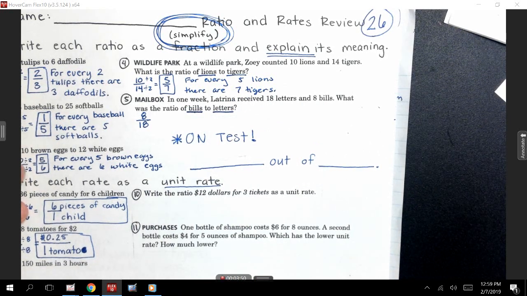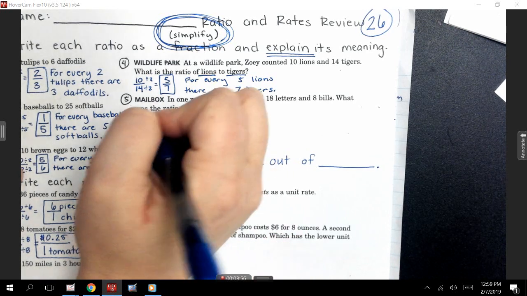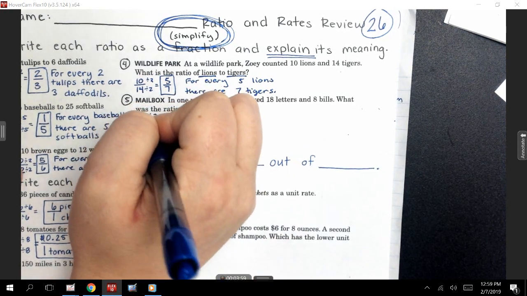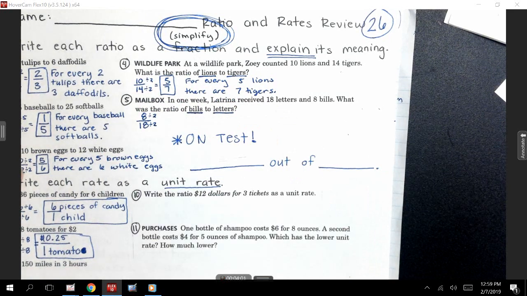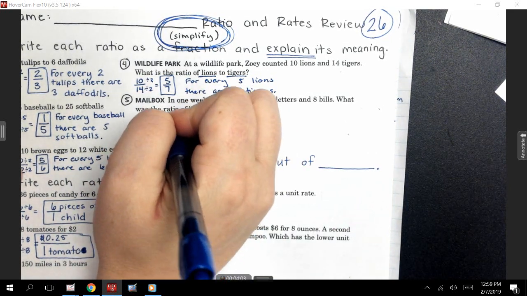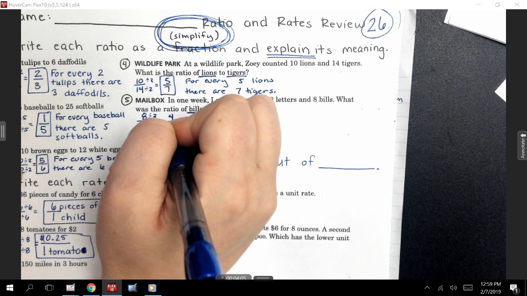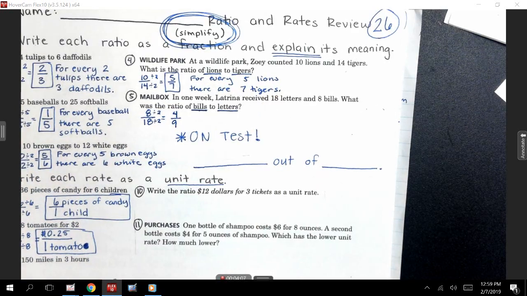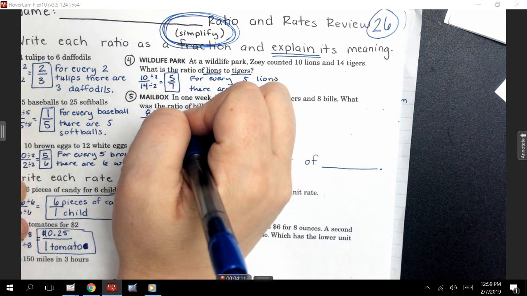All right, what can I divide both of those by? Jose? We can divide them by 2. Remember, if 2 works, always try it, but then always double check your answer. So 8 divided by 2 is 4, and 18 divided by 2 is 9. Can 4 and 9 simplify any more? No, always double check that though.